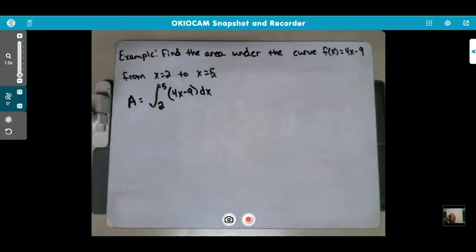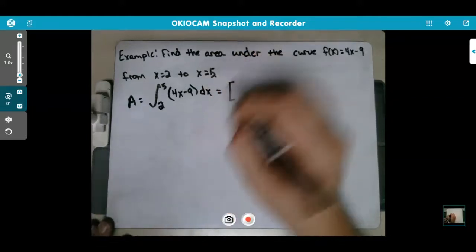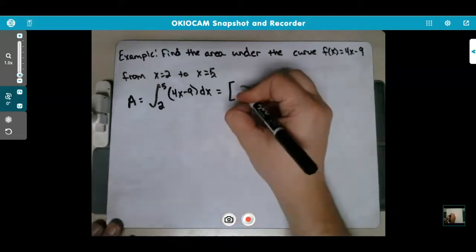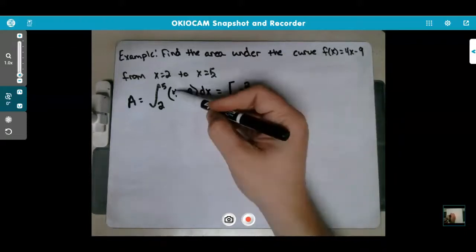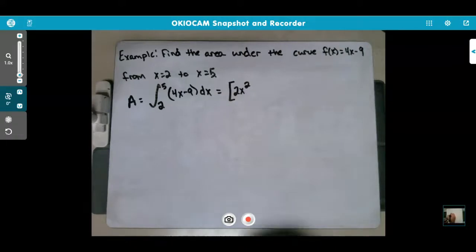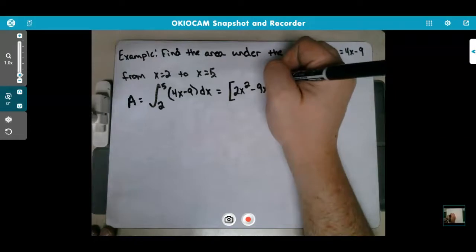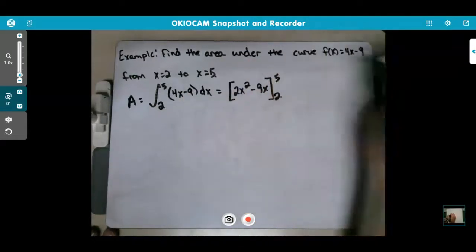So just like we have said, how I do this is I take the antiderivative of 4x minus 9. Add 1 to the power, which would make it a 2, so x squared, divide by 2. 4 divided by 2 is 2. So 2x squared. And then for 9, it's just 9x, again because the derivative of 9x is just 9. And I'm doing that from 2 to 5.